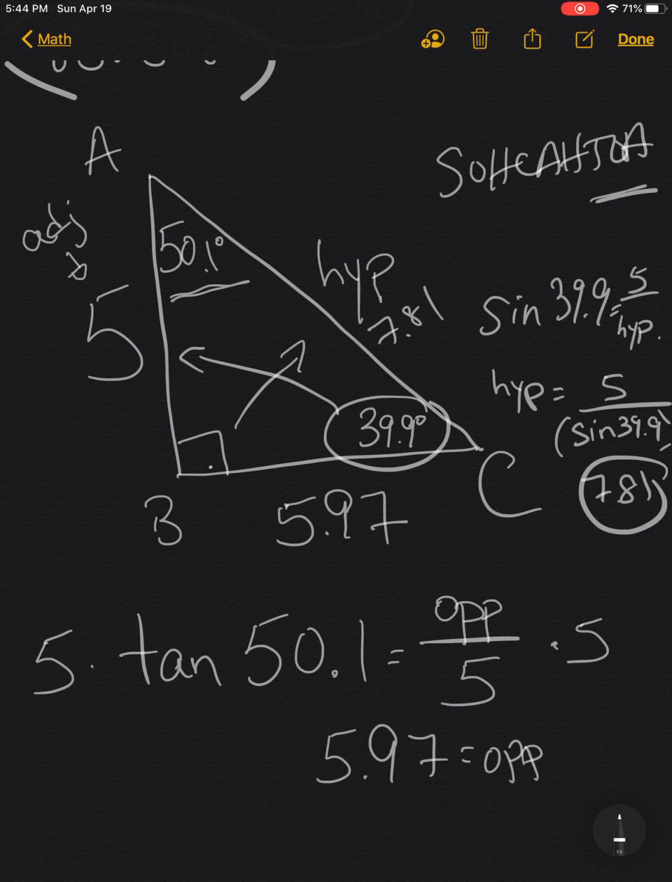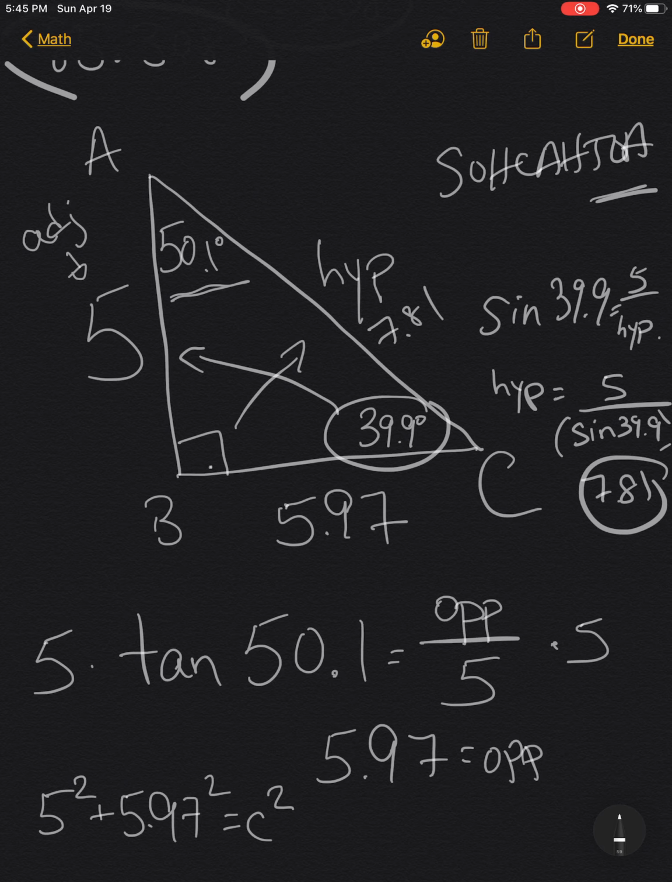I'm sure some of you were thinking, well, why didn't we just at that point use the Pythagorean theorem? The answer is you can. So you could also have just done 5 squared plus 5.97 squared equals c squared and resulted in the same answer. Okay, that's the beauty of this, is that there are many ways to do the problem.